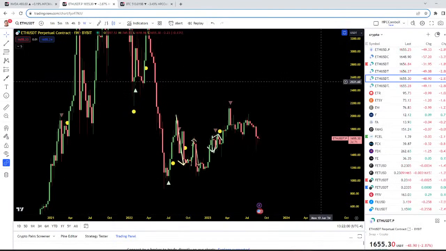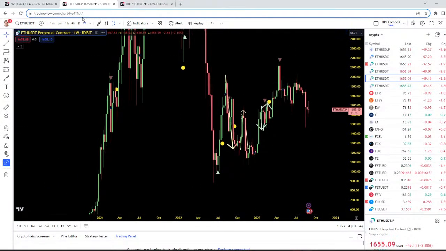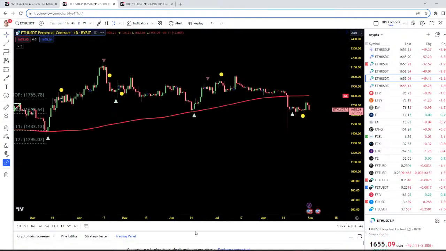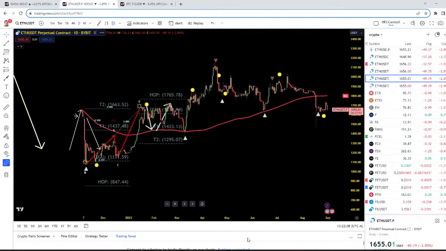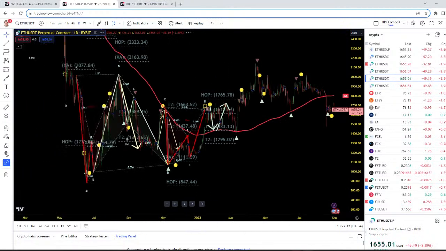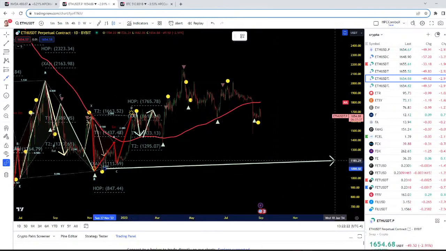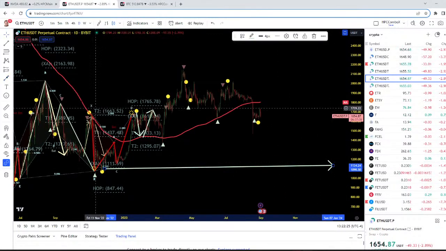Here's Ethereum, which is not a bad 1200 to 2000 move, but no real follow through. And I'm kind of wondering if we want to come back to these pattern levels here. Yikes, man, that looks so bad. Ethereum just looks worse than Bitcoin.